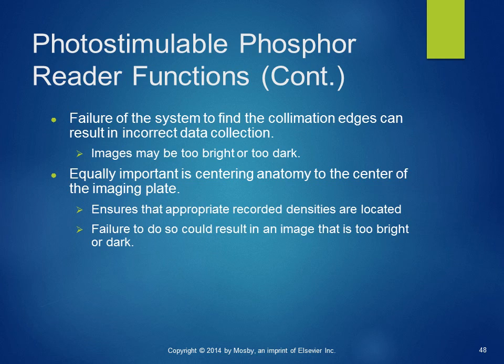Failure of the system to find the collimation edges can result in an incorrect data collection. Images may be too bright or too dark. Equally important is centering anatomy to the center of the imaging plate. It ensures that appropriate recorded densities are located. Failure to do so could result in an image that is too bright or too dark.